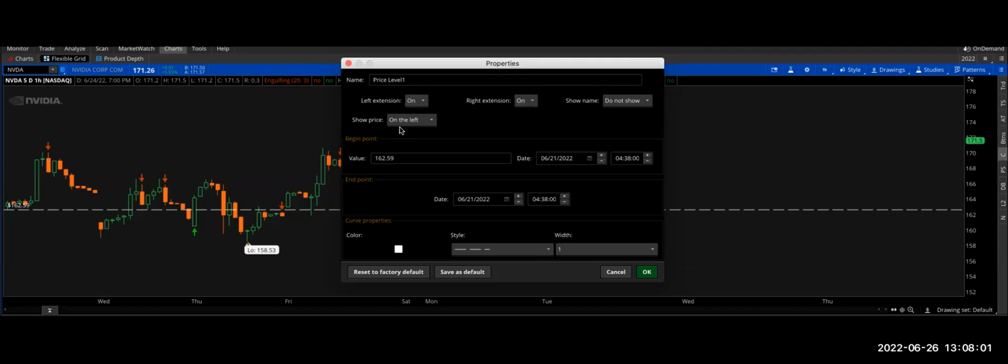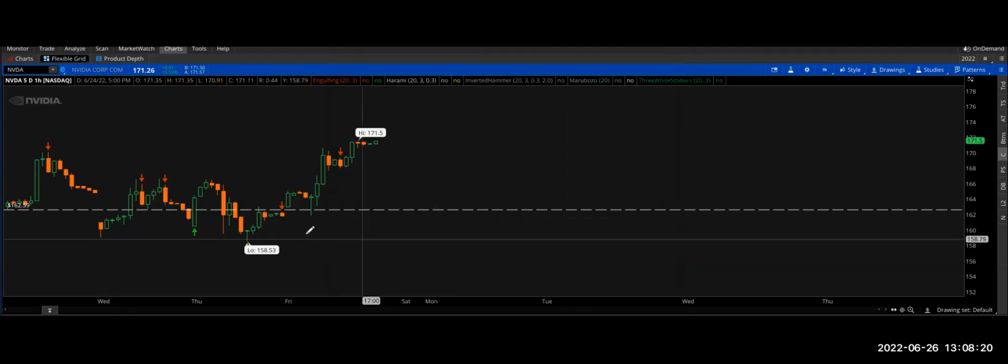I show the price on the left. You can put it on the right, it doesn't matter. You can turn it on, you can turn it off, you can show it or not show it, totally up to you. Go down to style right here, you can do whatever style you want. You can go down to width, make it skinny, make it thick, totally your call. That's just semantics, don't worry about that.